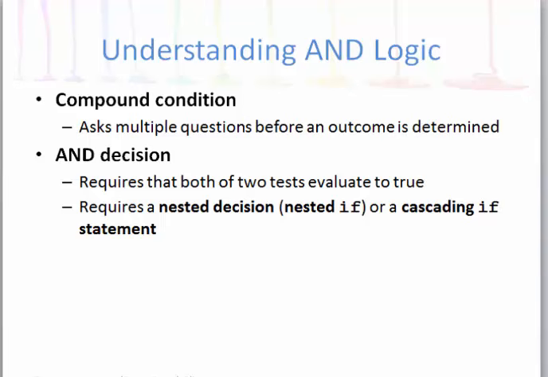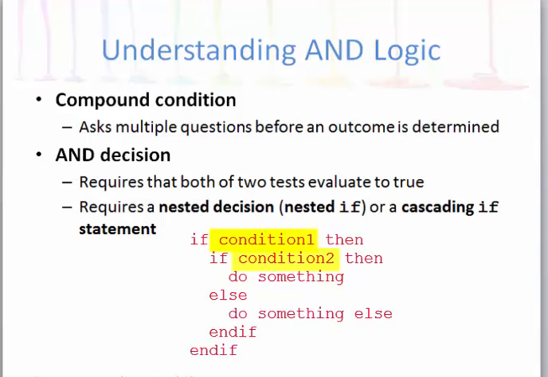All right, what is a compound condition? A compound condition asks multiple questions before an outcome is actually determined. One type of compound condition is needed when the results of at least two decisions must be true for some action to actually occur.